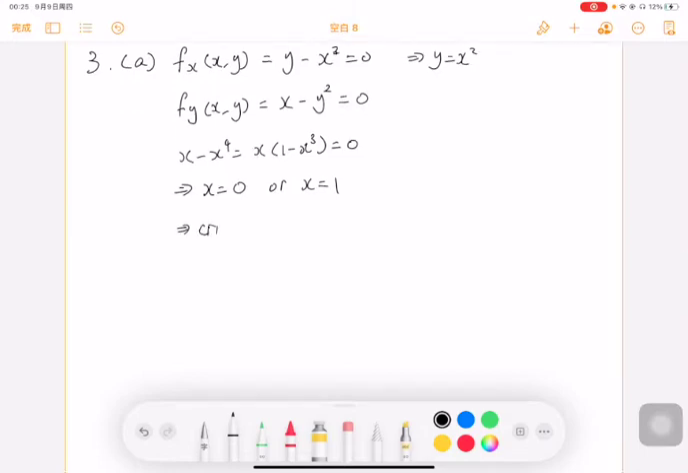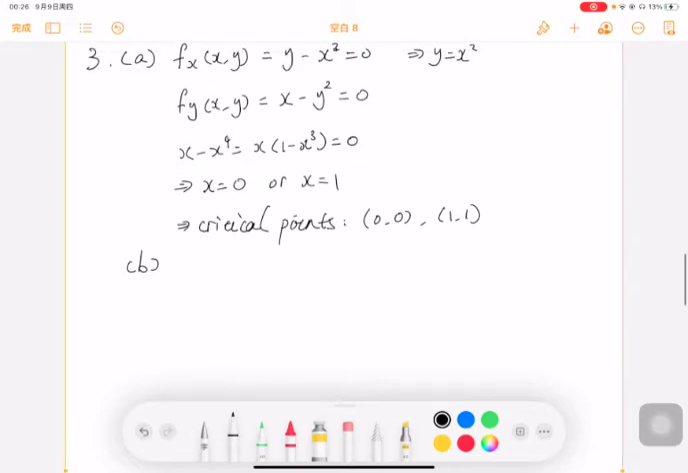Therefore, the critical points are (0, 0), because y is x squared, so just plug this in there and you get (0, 0), and (1, 1). So this function has exactly 2 critical points. Okay, and then use the second partial test to classify each critical point.